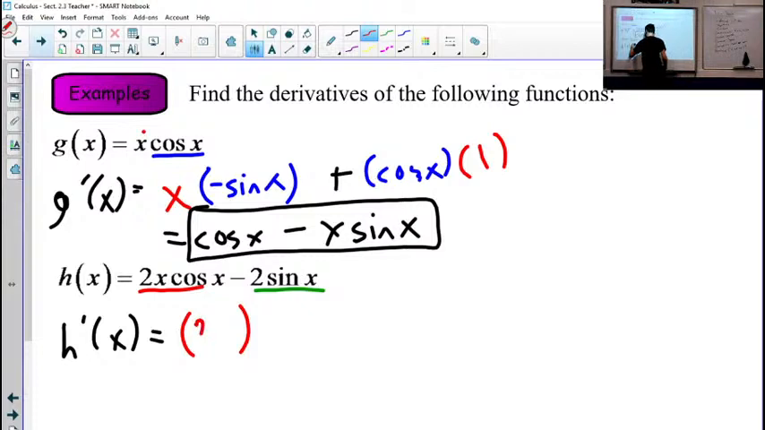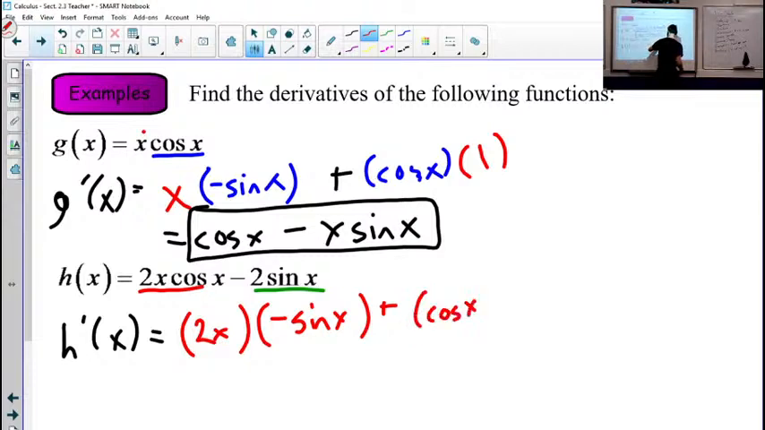First, which is 2x, times derivative of the second. Derivative of cosine is negative sine. Plus second, which is cosine of x, times derivative of the first. Derivative of 2x is 2.